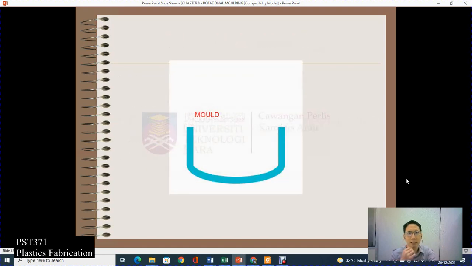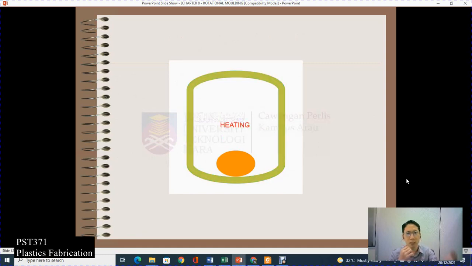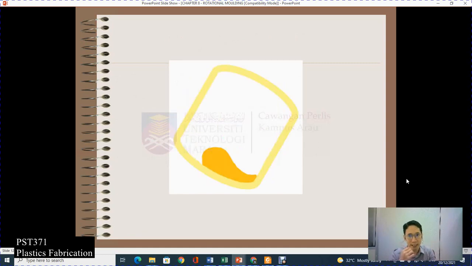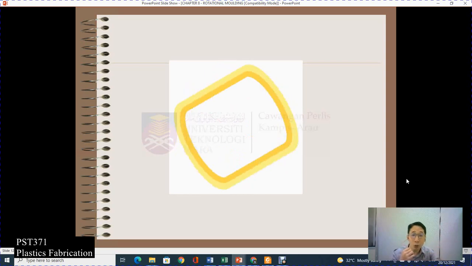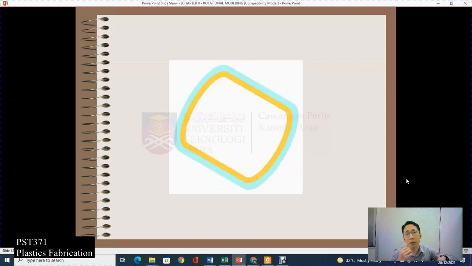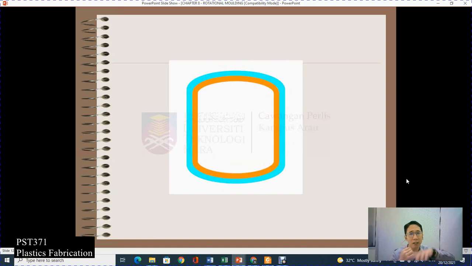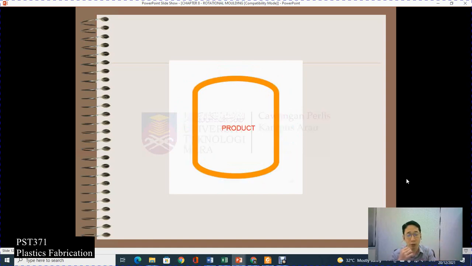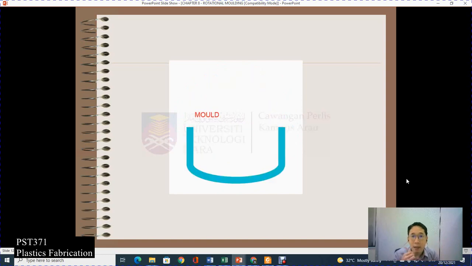This is the illustration of rotational molding. You put in the raw material, you close the mold, you introduce heating, allow the material to melt, and then you rotate. As you rotate, the molten polymer covers the internal parts of the cavity, and you allow it to solidify during the cooling process. The product can easily be removed.